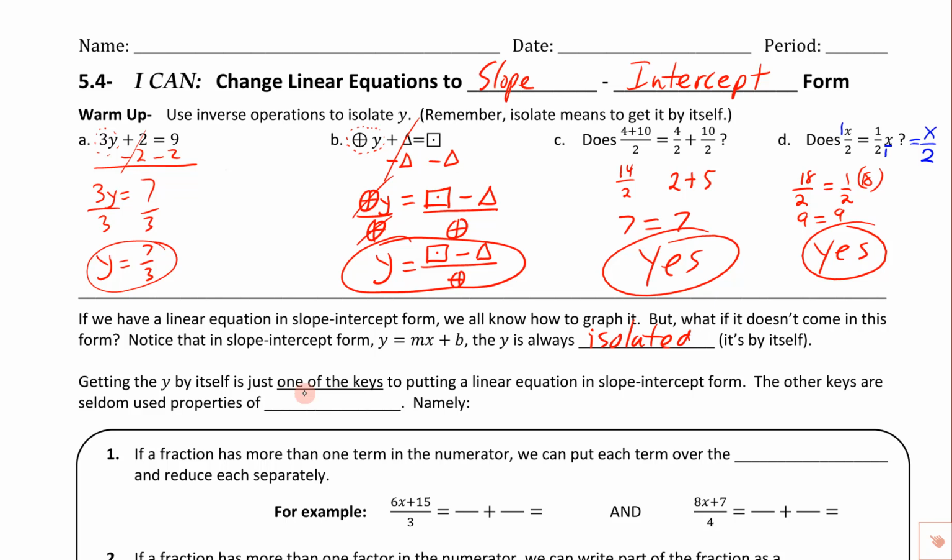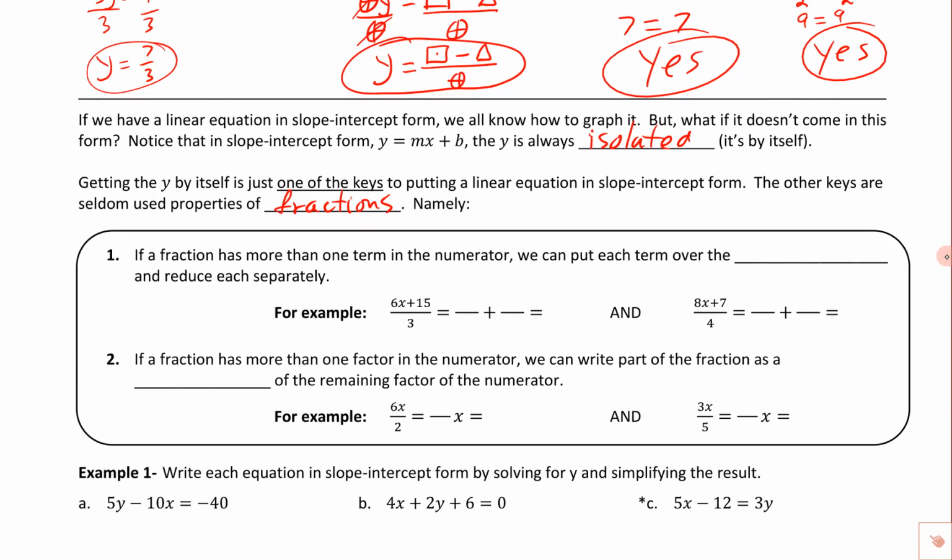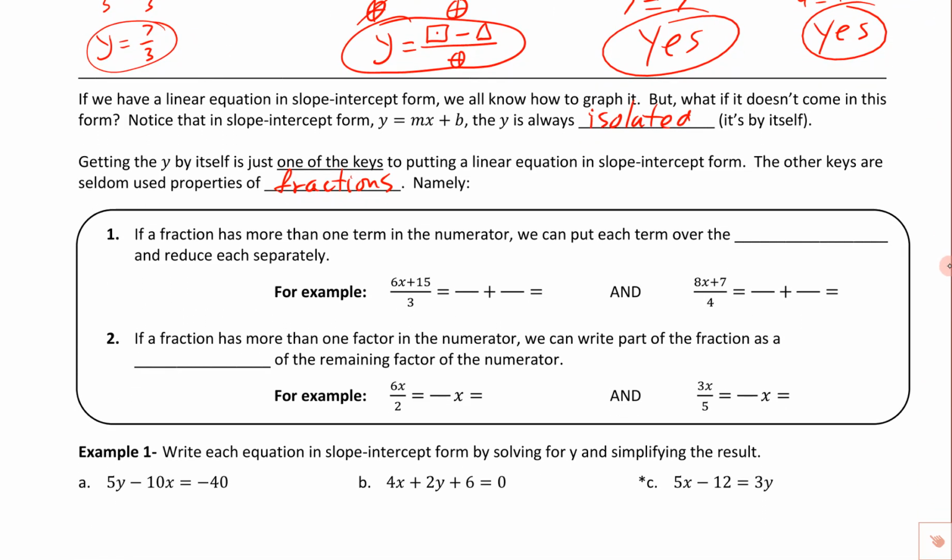There are some other things that we need to be pretty good at using, and they are the seldom used properties of fractions. So write the word fractions right here, and we're going to take a look at these a little bit more in depth. These are really, really valuable skills. So the first one is, if a fraction has more than one term in the numerator, in other words, if it has more than one term on the top, then we can put each term over the denominator.